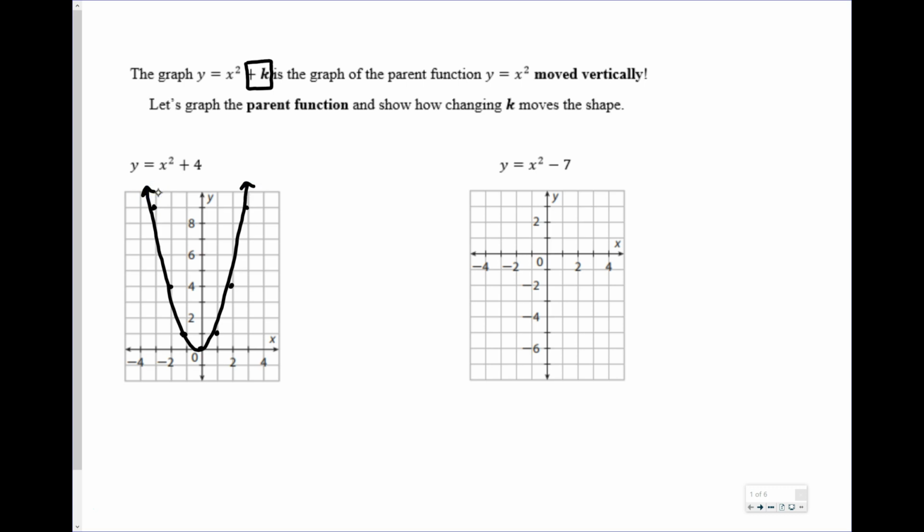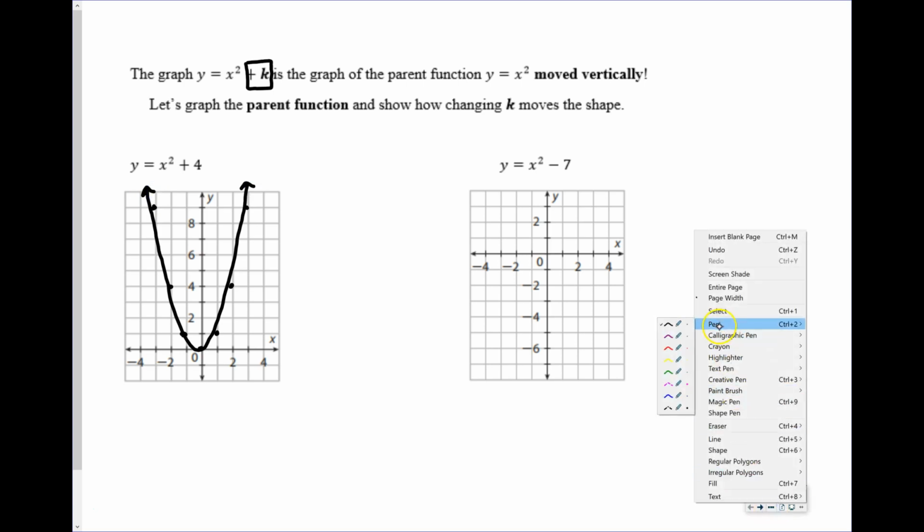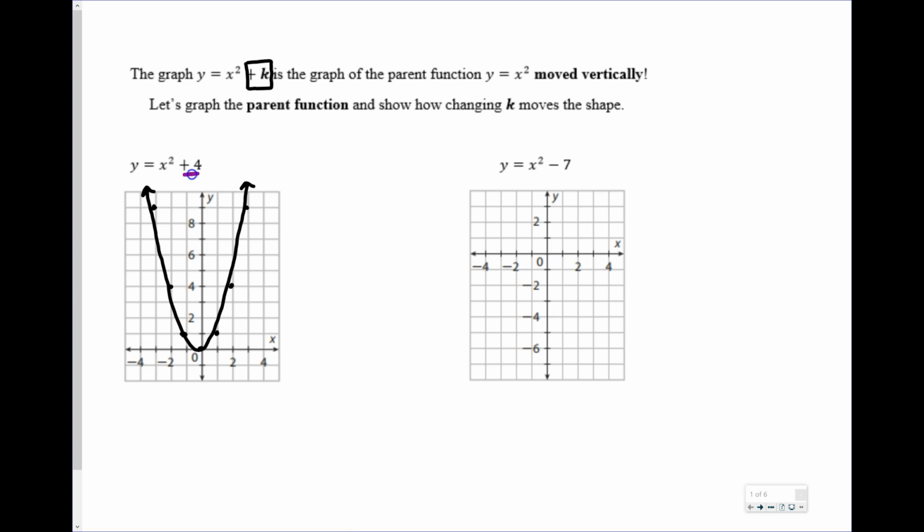So I'm just going to graph that onto this grid. When I graph the parent function and I have something added to the end of it, all I have to do is start at the vertex right here and move that up however many it is. In this case, it's plus 4, so I'm going to go 1, 2, 3, 4, make my new vertex here, and then I'm going to go over 1 up 1, over 2 up 4, 1, 2, 3, 4, and those are my new points for my parabola. All I did was shift this graph up 4.